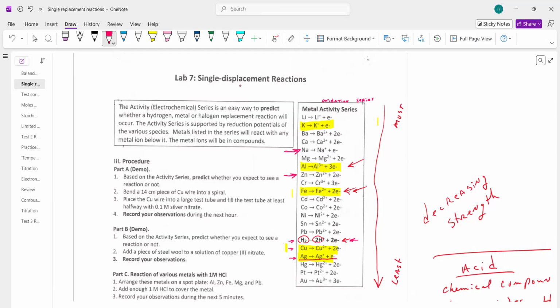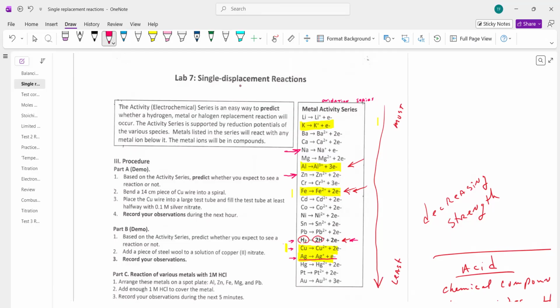And again, the further they're apart, the faster and more vigorous the reaction will be. If they're really close together, it's going to be a slow reaction. Still go though, but it'll be slow. Okay, and that's what you need to know about single replacement reactions. It involves metal plus salt.